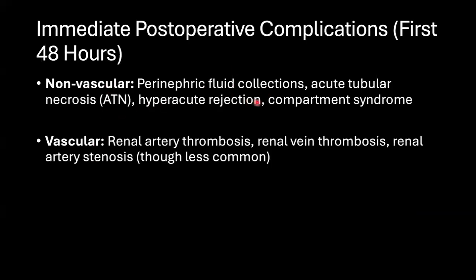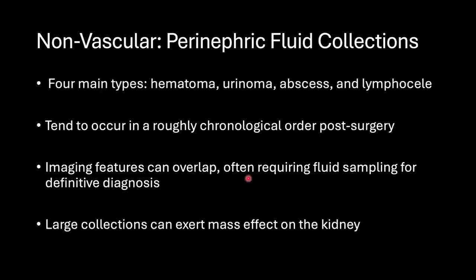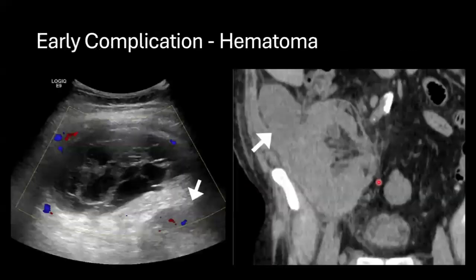Non-vascular will focus on the perinephric collections, and the vascular will focus on renal artery thrombosis, renal vein thrombosis, and renal artery stenosis. So how do these appear in imaging? As we said, perinephric collections, 4 main types. They have that chronological order that I just showed. The imaging features overlap. So often it's either the timeline or the fluid sampling that will give the definitive diagnosis. So how do they look?